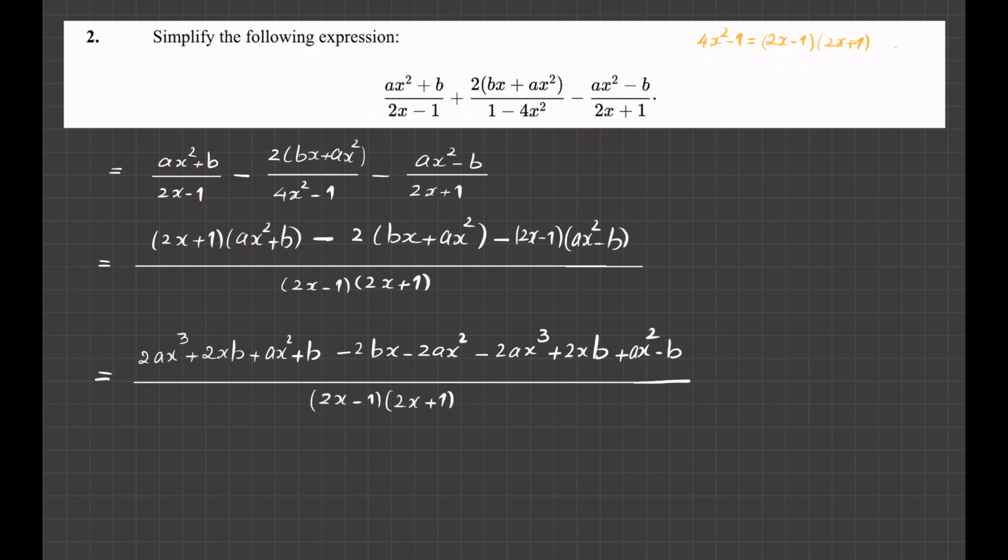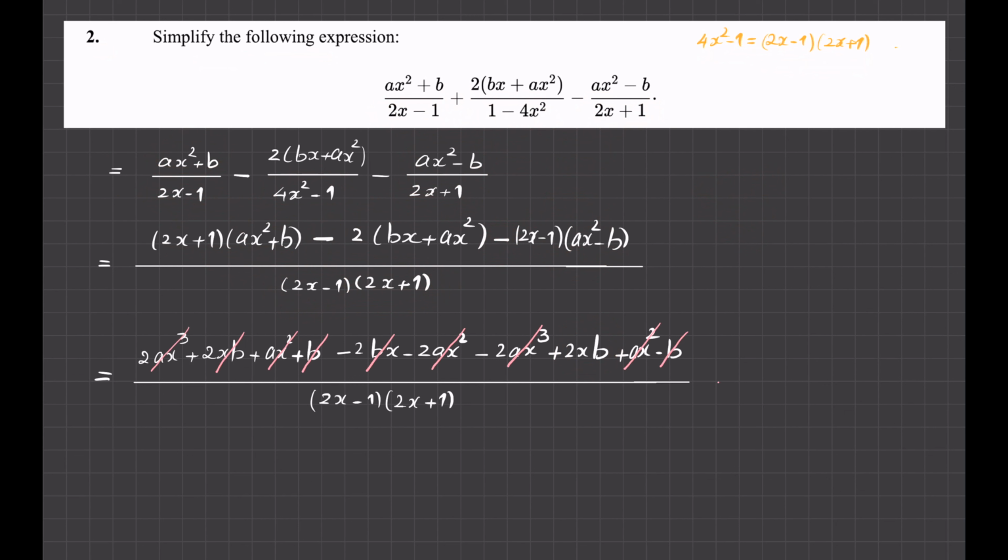Yes, so now I have to simplify the numerator as much as I can. For example, I see that 2ax cubed minus 2ax cubed are gone. 2xb minus 2bx are gone. This ax squared with this ax squared becomes 2ax squared, but I have minus 2ax squared as well, they are gone. This positive b and this minus b are also gone. So in the numerator I am left with only 4xb. Yes? Sorry, 2xb.